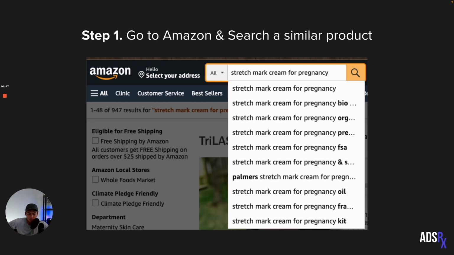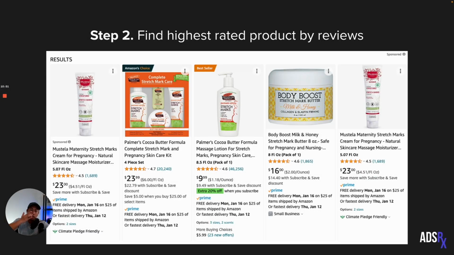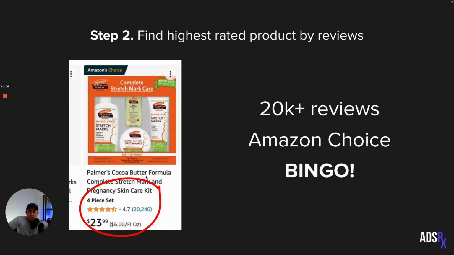So you're going to get a ton of options. Just go with the top one. Next, you're going to find the highest rated product by the reviews. And that was actually this one right here. So you've got the Palmer's Cocoa Butter Formula. That thing has 20,000 reviews. So I'm like, all right, let's go there. Next, find the highest rated product by reviews. Okay, that's clearly the one.